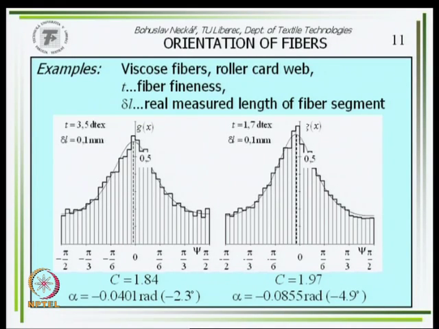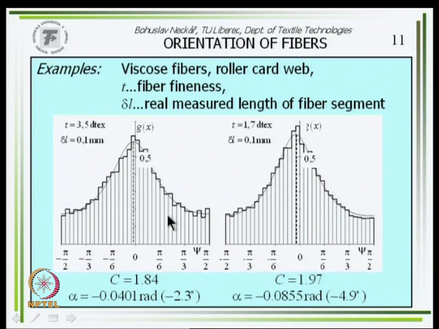And we measured or calculated the angles of orientation, and then we constructed the histogram of this distribution. In these two pictures, the first is viscose fibers, 3.5 decitex, and the second is 1.7 decitex, and there are such histograms obtained experimentally.